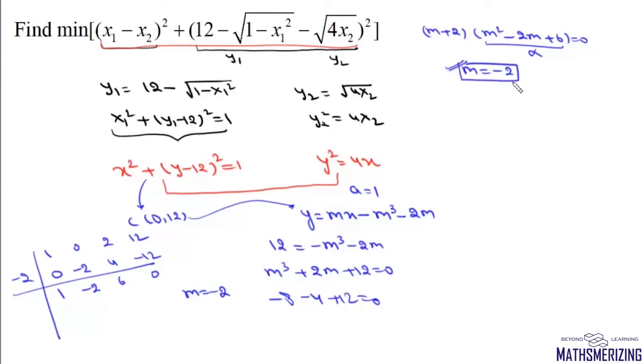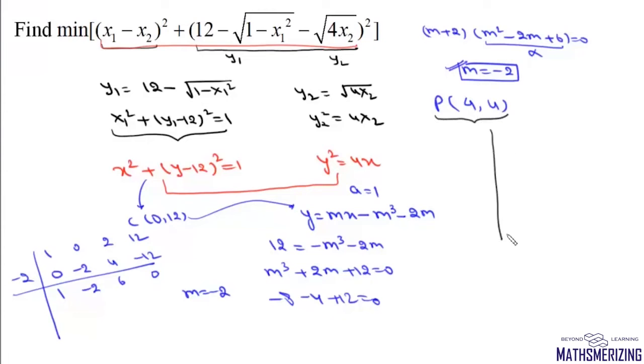Now once we have this m, we can write foot of normal. So let that point be P. So foot of normal is (am square, minus 2am), so which is 4 and then minus 2am will be simply 4. So the point on this parabola which is closest to this circle is (4, 4).